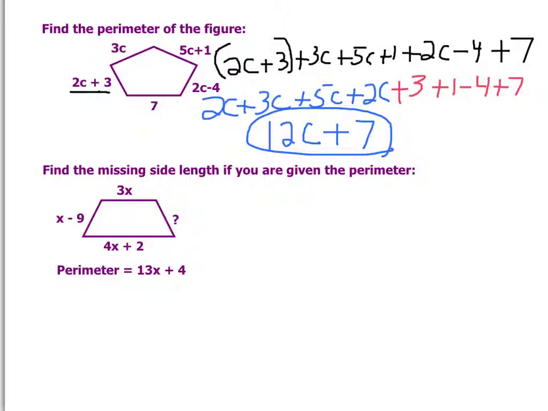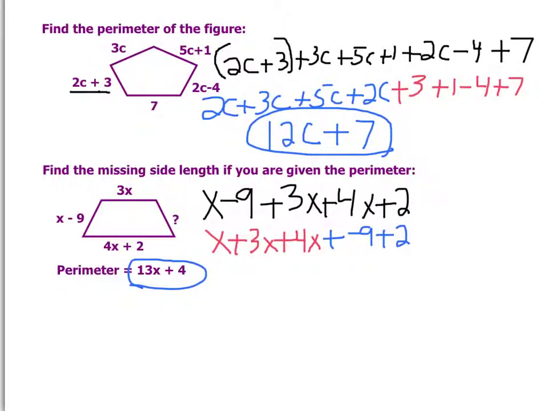On this example, we need to find the missing side length if we're given the perimeter. So we know that the perimeter adds up to 13x plus 4. What I'm going to do is try and find out what this side length is worth. First thing I want to do is add up all of the sides I know. I'm going to write this out as an addition problem because perimeter means add up all the sides. So I wrote all of the monomials together and added them, and I combined my like terms.